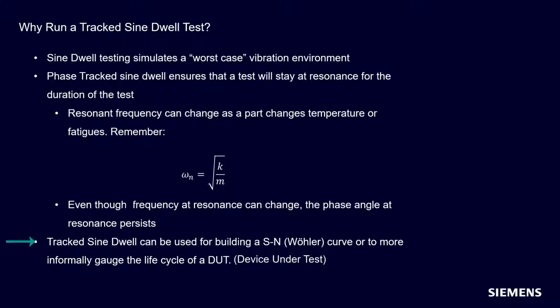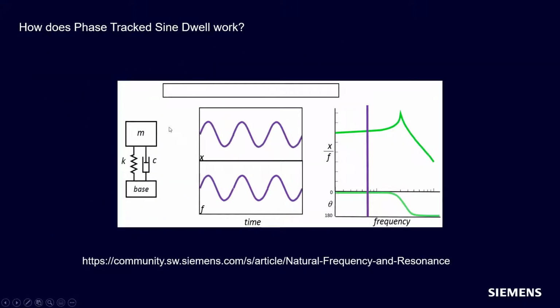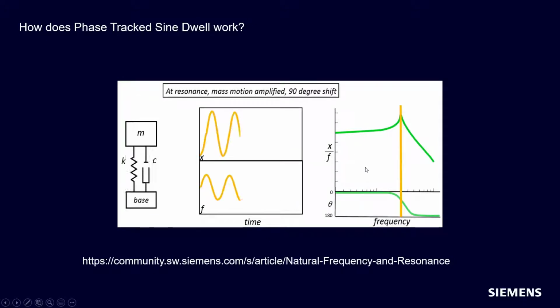You can build your SN curve, also known as a Wohler curve, or you can more informally gauge the life cycle of a DUT by running at resonance for a specific number of cycles or time period. And then you can say with confidence that your product is going to meet or exceed its warranty period, for example.